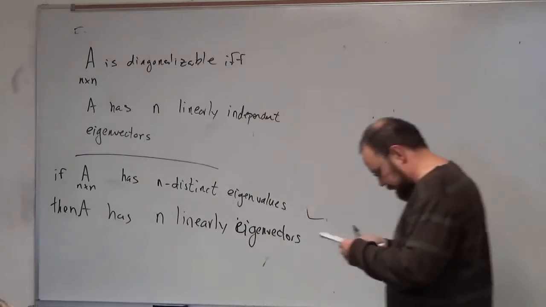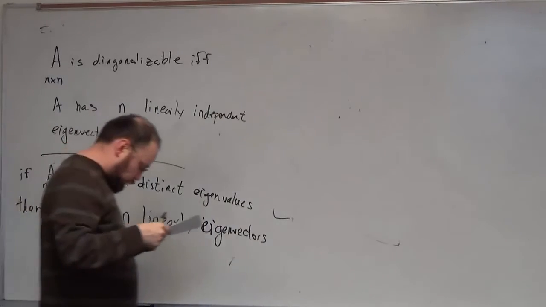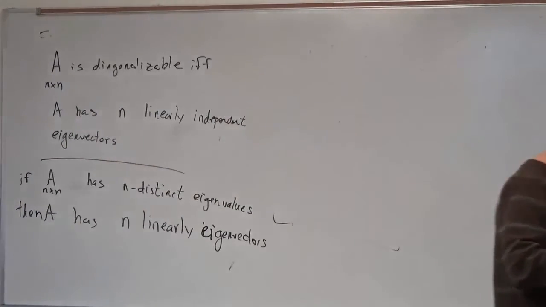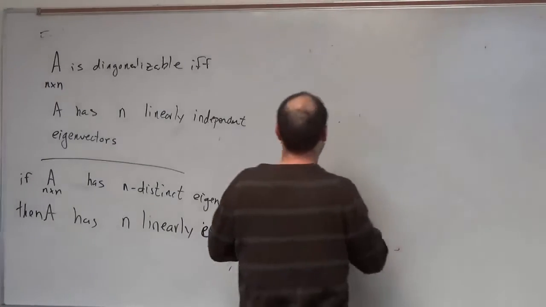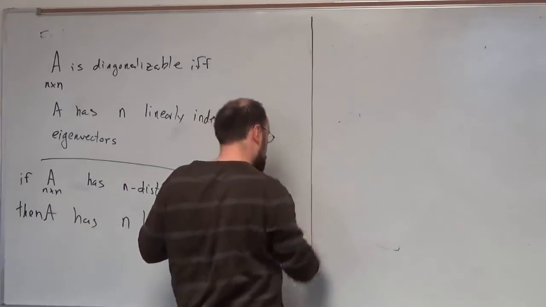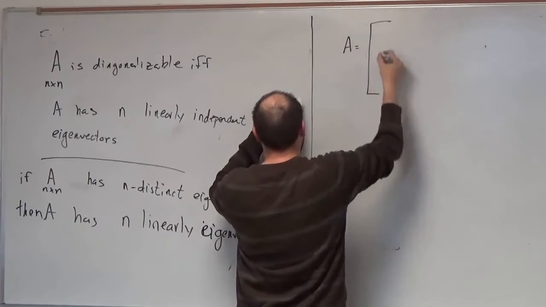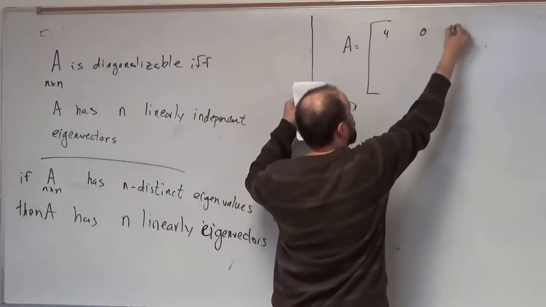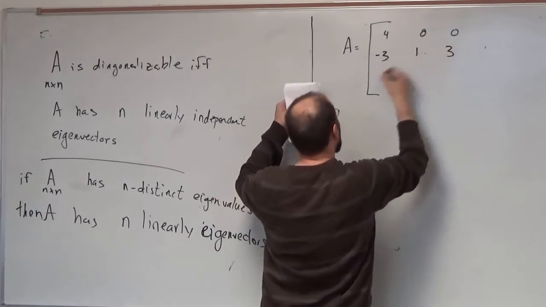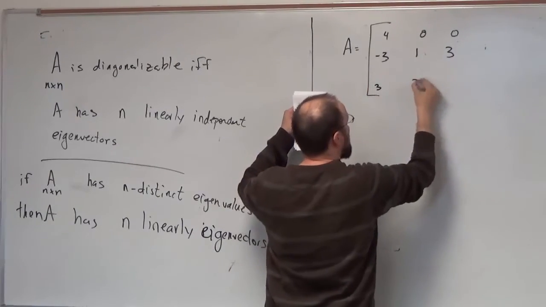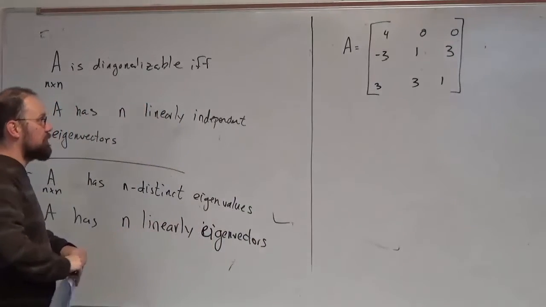All right, so let's do a big example here. Here's the matrix. Just the full procedure for this 3 by 3 matrix. Here it is: 4, 0, 0, -3, 1, 3, 3, 3, 1. And we want to diagonalize this matrix.